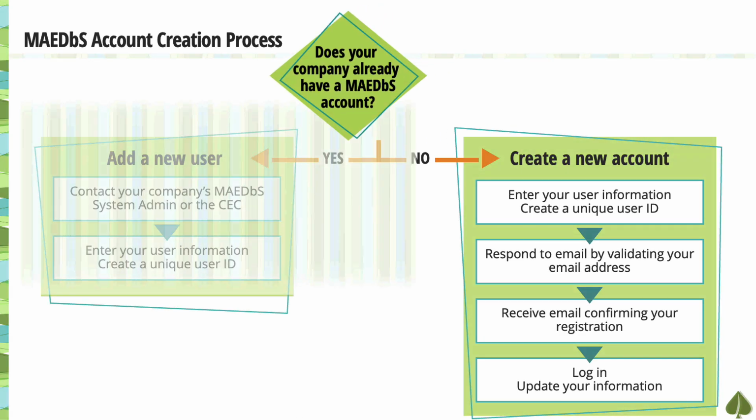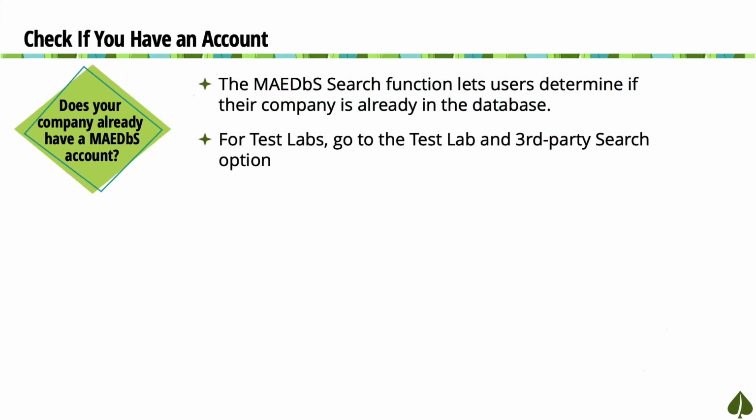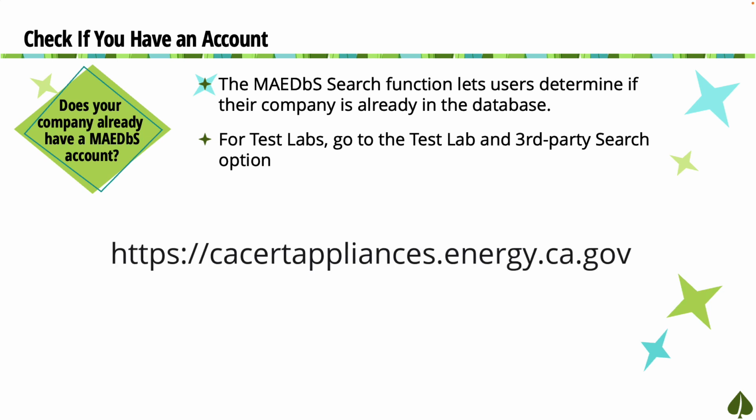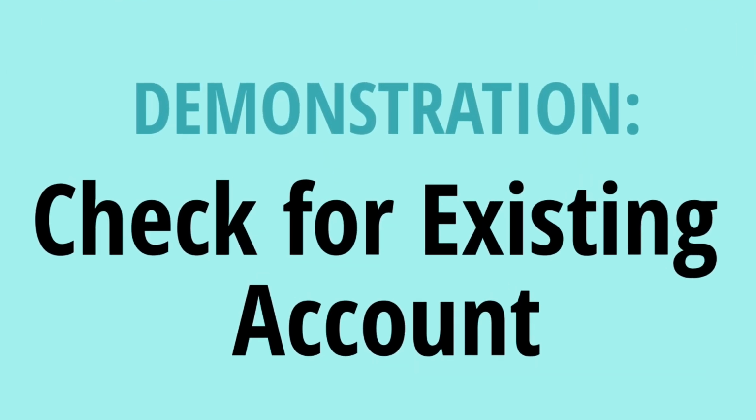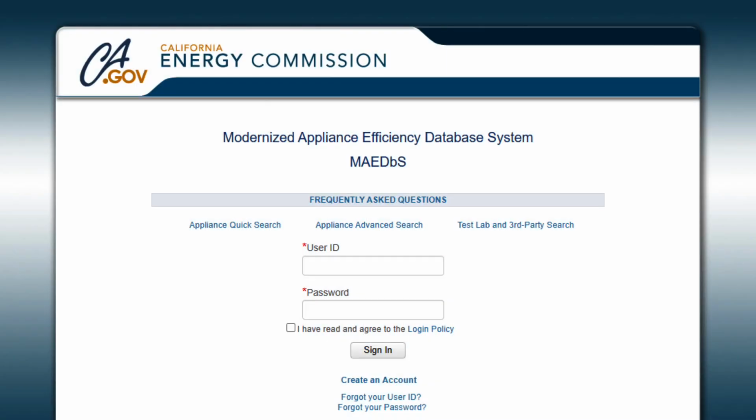How can you tell if your company already has an account in the MAEDbS? The system's search capabilities can tell you. First, navigate to the MAEDbS website at cacertappliances.energy.ca.gov. This is the main homepage for the MAEDbS.